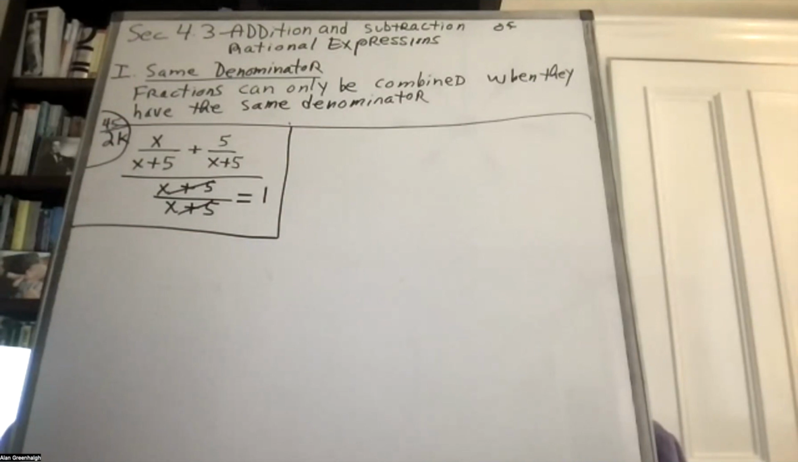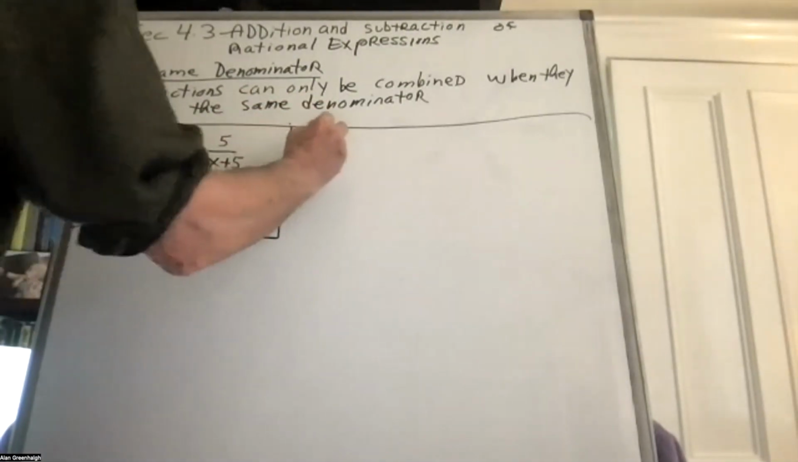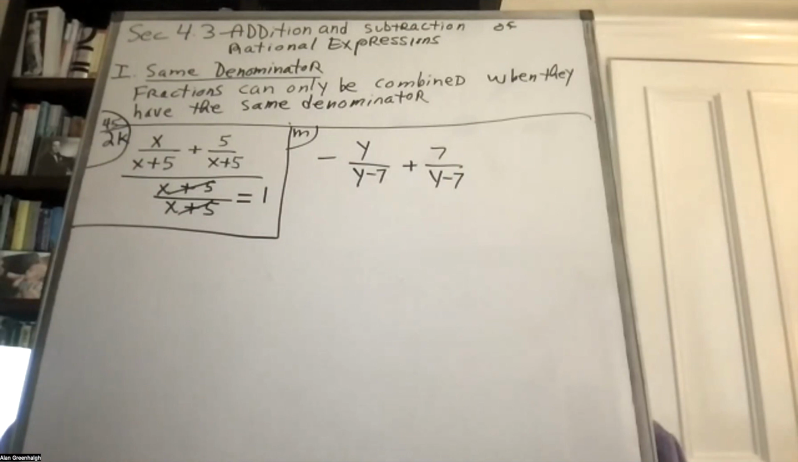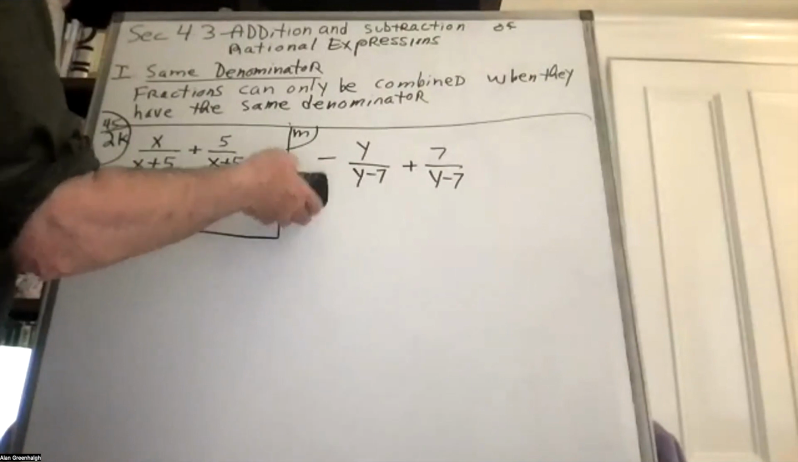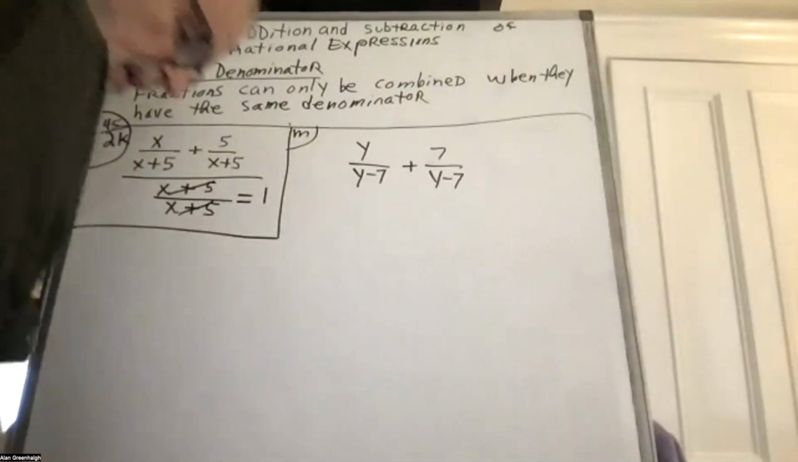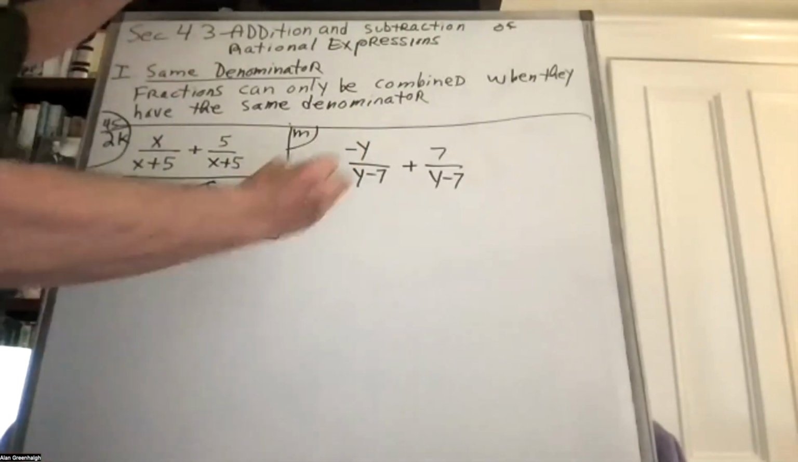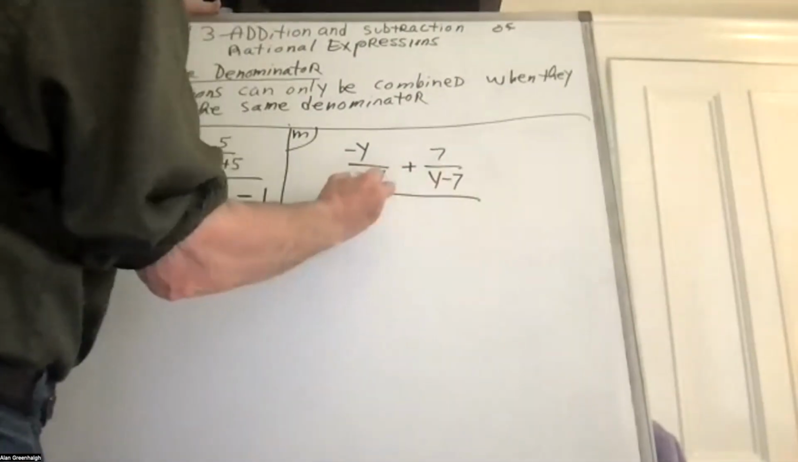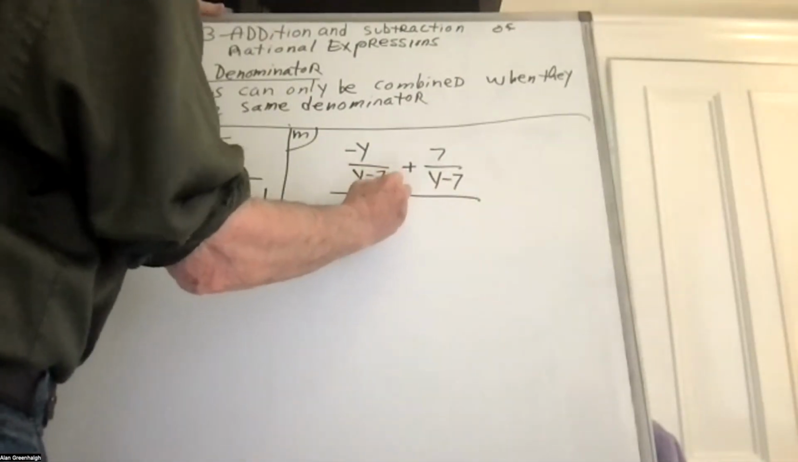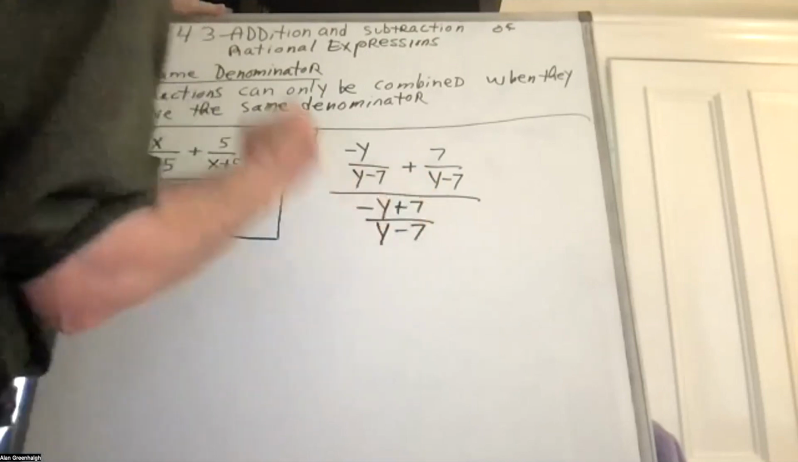I won't even say are there any questions, because I think you see that pretty well. Next problem. Okay, well, let's assume that this negative belongs to the y. And do they have the same denominator? They do. Therefore, we can combine negative y plus 7 over y minus 7.